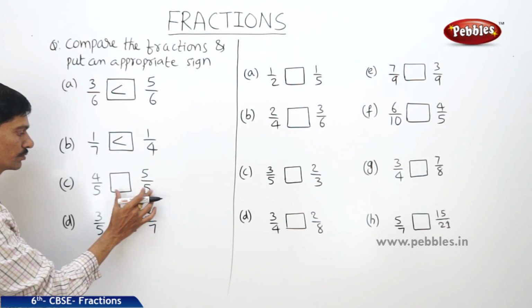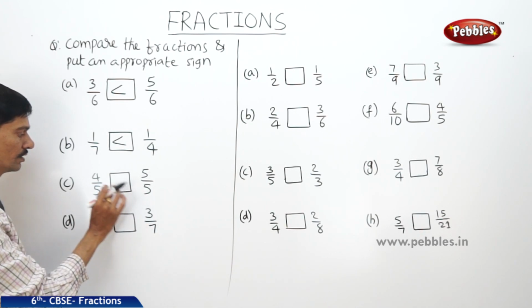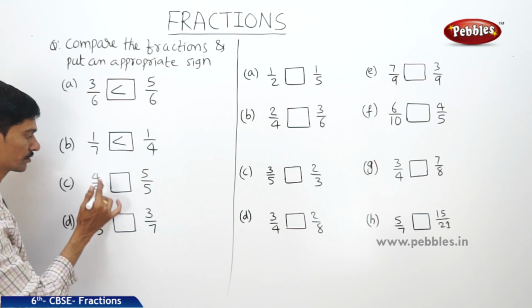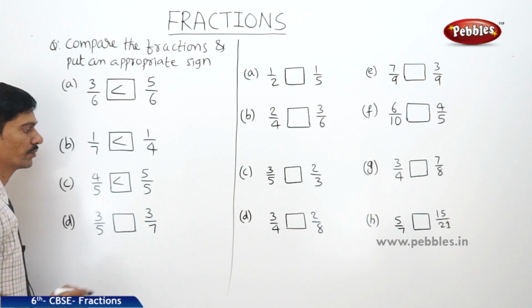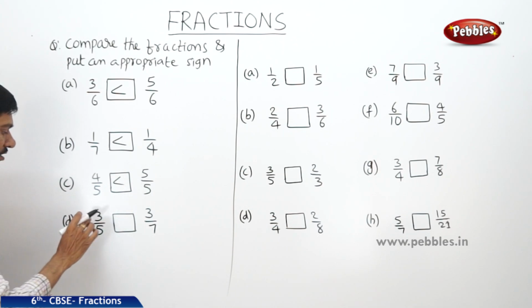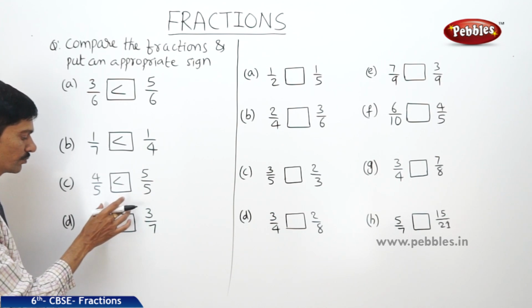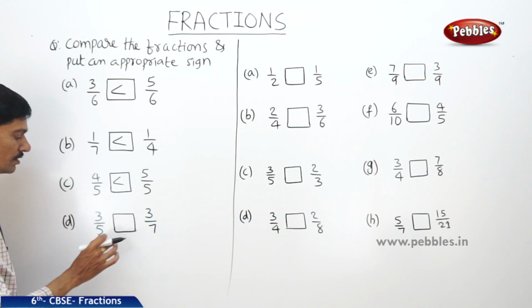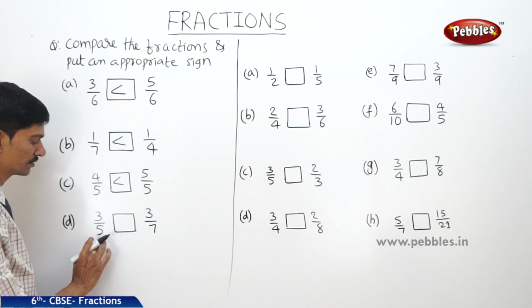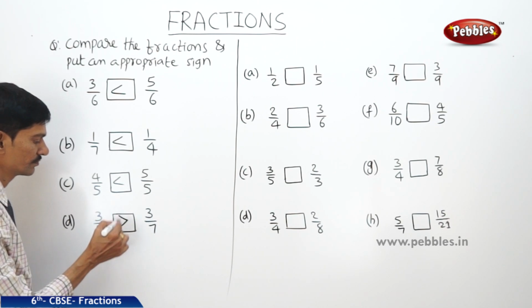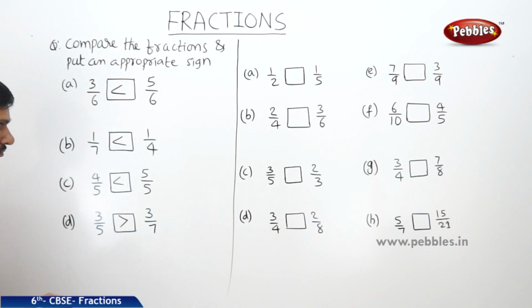Next 4 by 5 and 5 by 5. In these two fractions the denominators are equal. So when you compare the numerators, 4 is less than 5, so 4 by 5 is less than 5 by 5. Next 3 by 5 dash 3 by 7. Here also both numerators are equal. So when you compare the denominators, 5 is less than 7, but 3 by 5 is greater than 3 by 7.